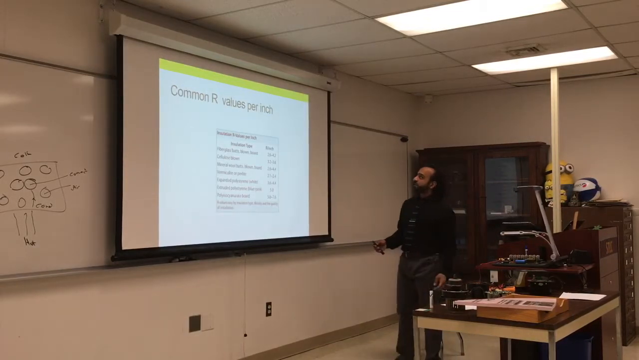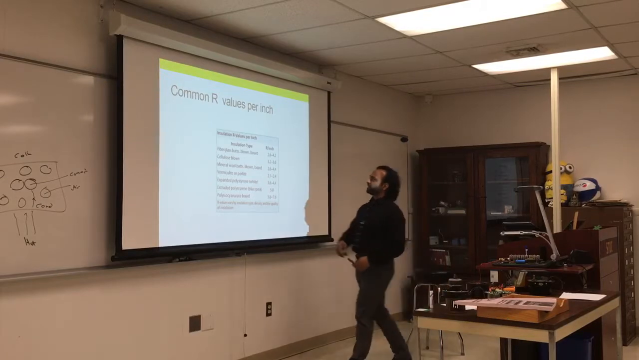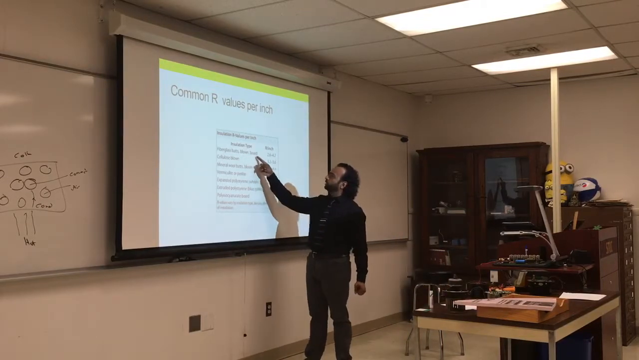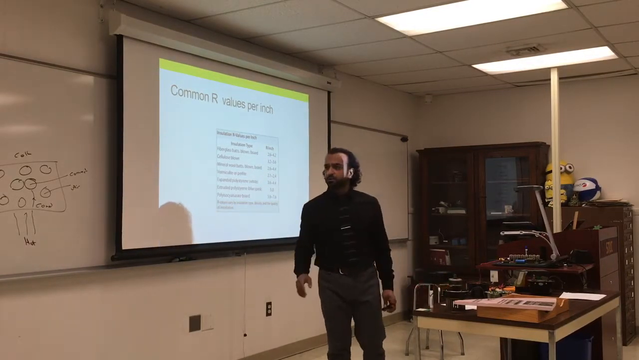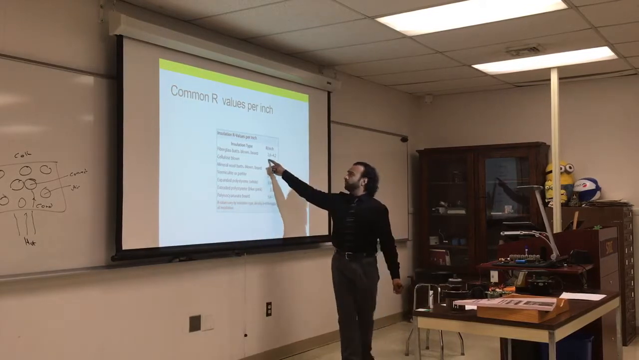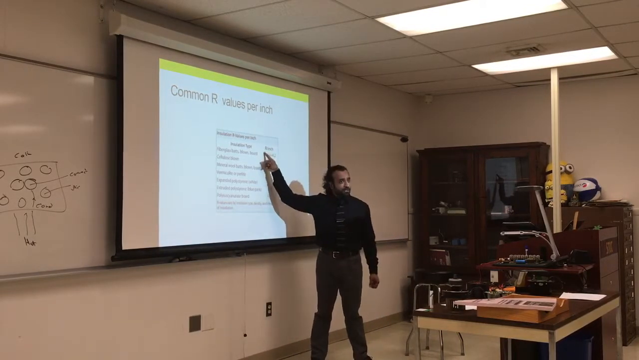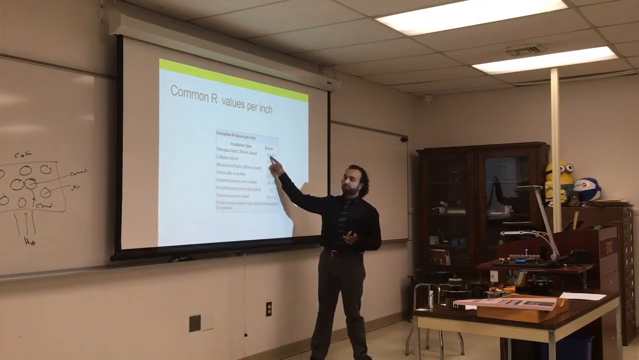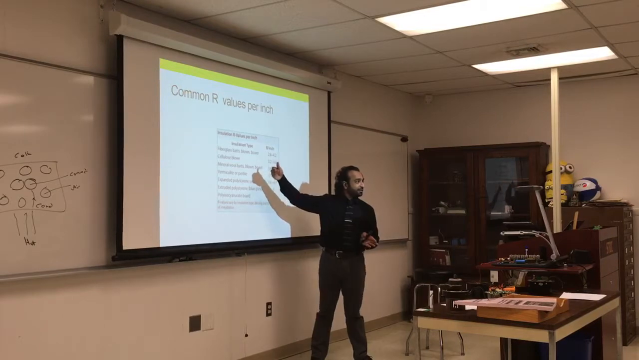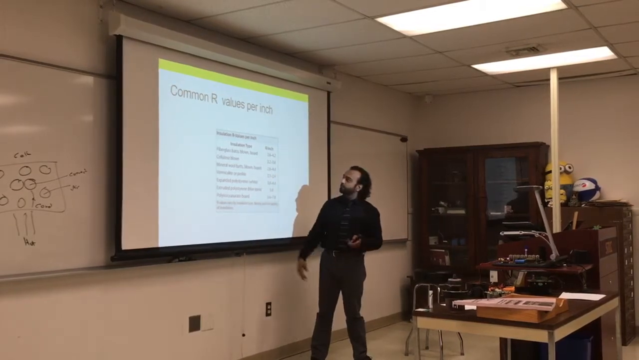Common R values per inch. Fiberglass, batts, blown, or boards, and this is per inch. You probably find those also on pipes. And bear in mind, this is per inch at the given density. So you can add more layers, and it's going to be per inch. So you're going to add the R value, then find the U factor.